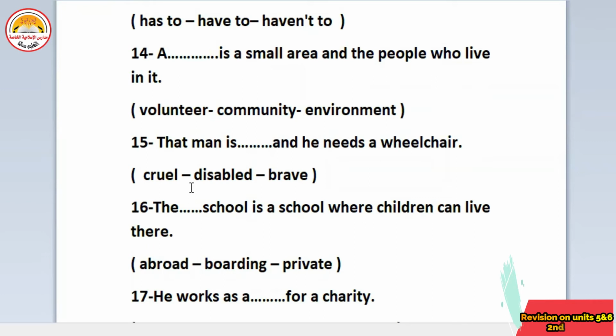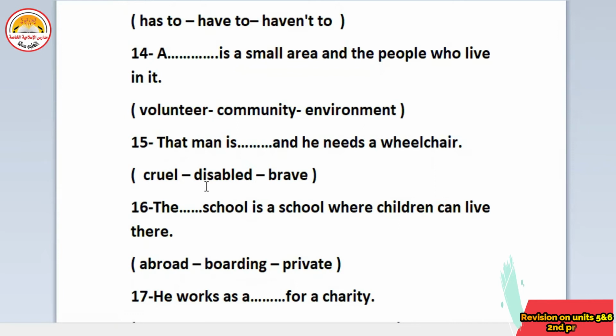Okay. Number 15, Muhammad Ahmed Abdaim. That man is a space and he needs a wheelchair. Here choose from crew, disabled, brave. Disabled. Okay. How do you know that the answer is disabled? Because of wheelchair. Yeah, very good, because he needs a wheelchair. Very good, thank you, Muhammad. So here number 15: that man is disabled and he needs a wheelchair.